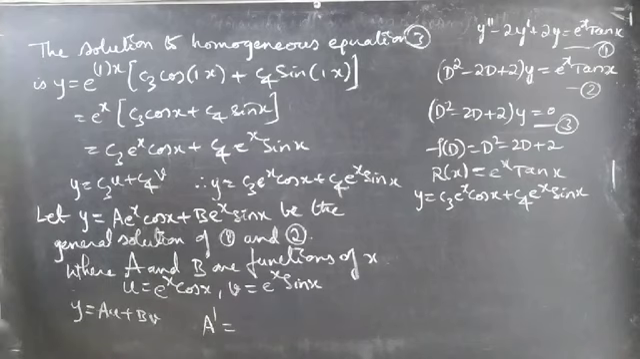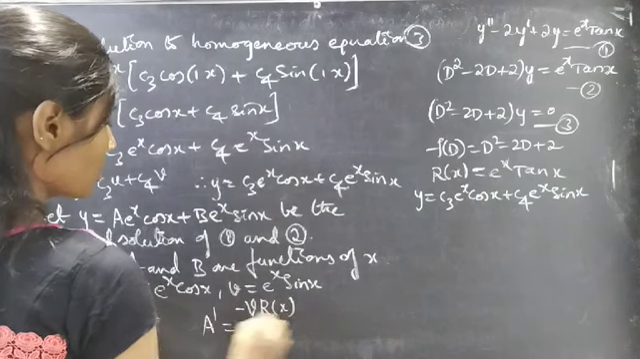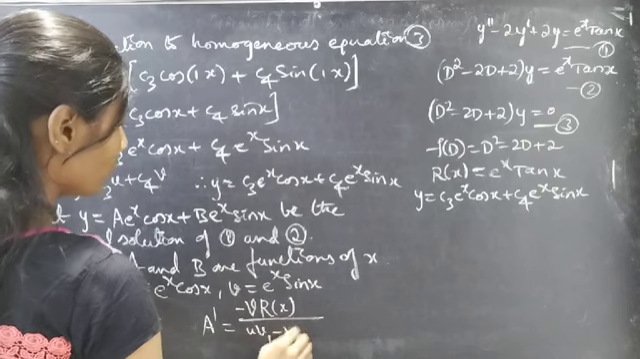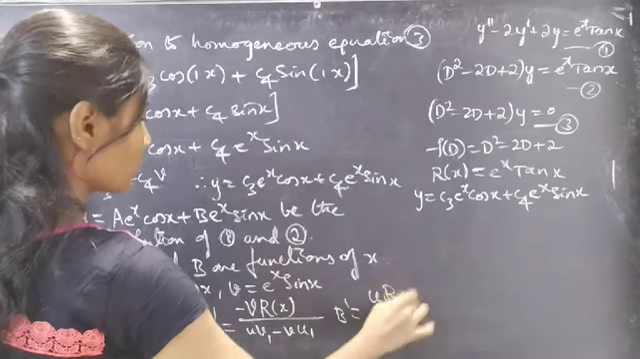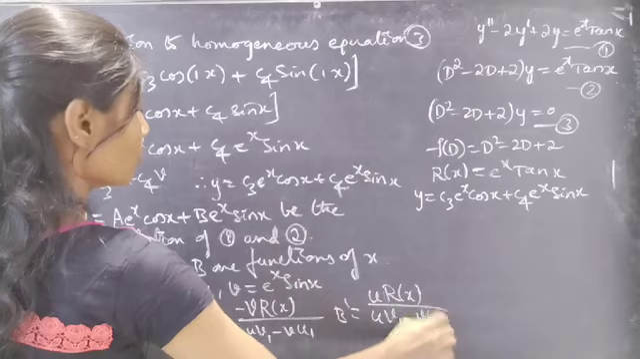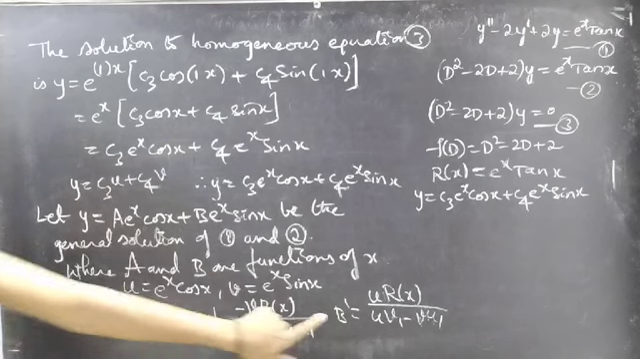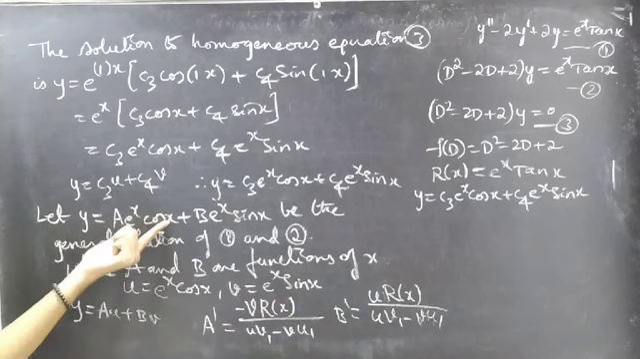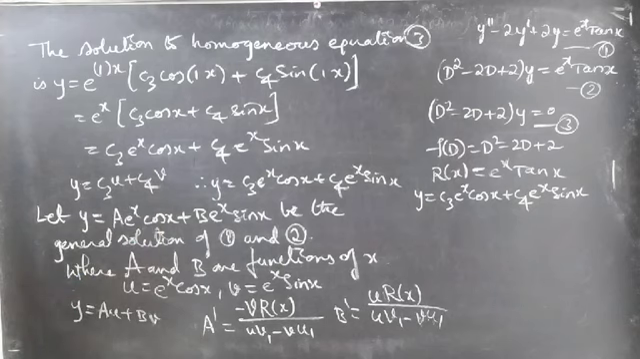We'll get A using the formula A dash equals minus V into R of x by UV1 minus VU1, and B dash is given by U into R of x by UV1 minus VU1. If you notice, we have UV1 minus VU1 in both formulas, so we'll begin with UV1 minus VU1, and later we'll find A dash, A, B dash, B, and finally we'll put A and B in this to get the general solution.